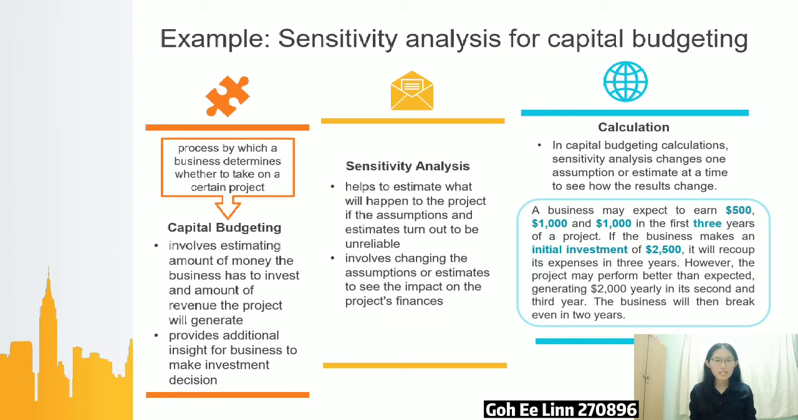In capital budgeting calculations, sensitivity analysis changes one assumption or estimate at a time to see how the results change. For example, a business may expect to earn $500 for the first year and $1,000 for the second and third year of a project. If the business makes an initial investment of $2,500, it will recoup its expenses in 3 years. However, the project may perform better than expected by generating $2,000 yearly in its second and third year. The business will then break even in 2 years.